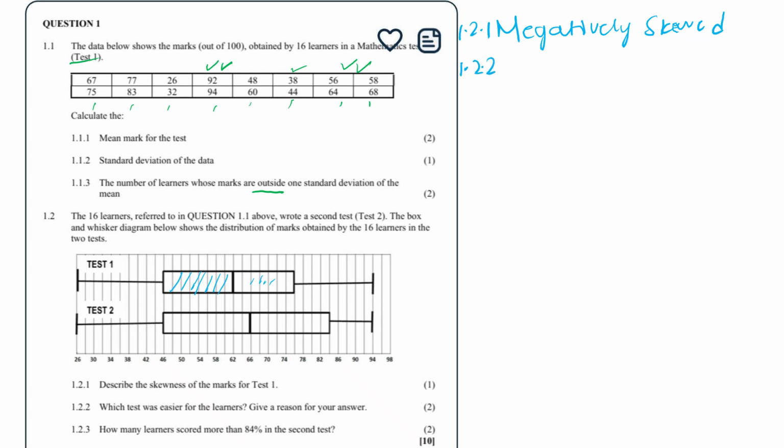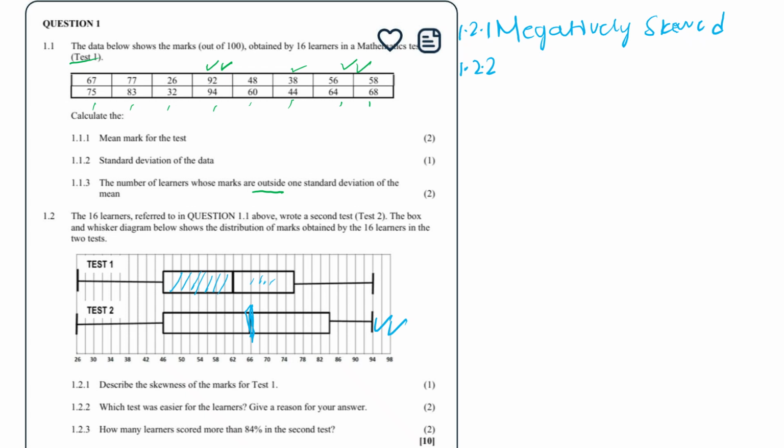1.2.2. Which test was easier for learners? Give a reason for your answer. So then now we can say test 2 was easier. Why? Because now the median mark is higher, right? The median mark is higher than that of test 1. Therefore, now we can say test 2 was much easier.